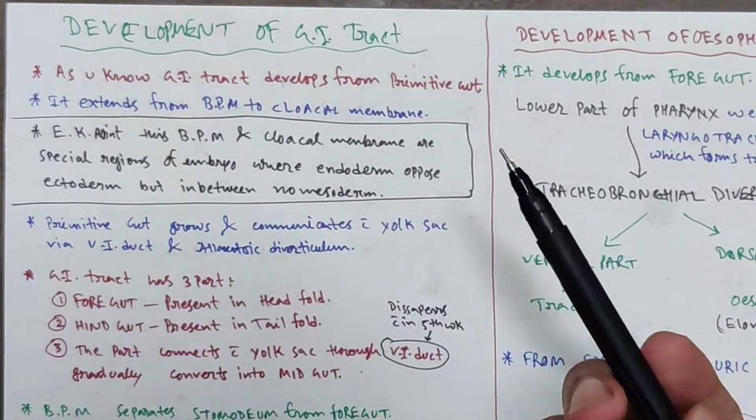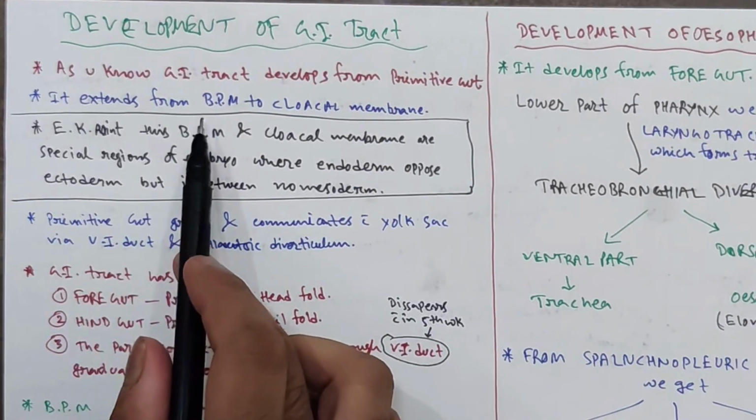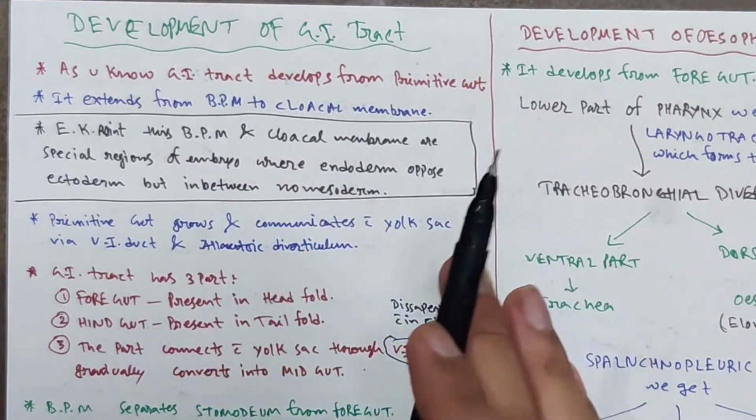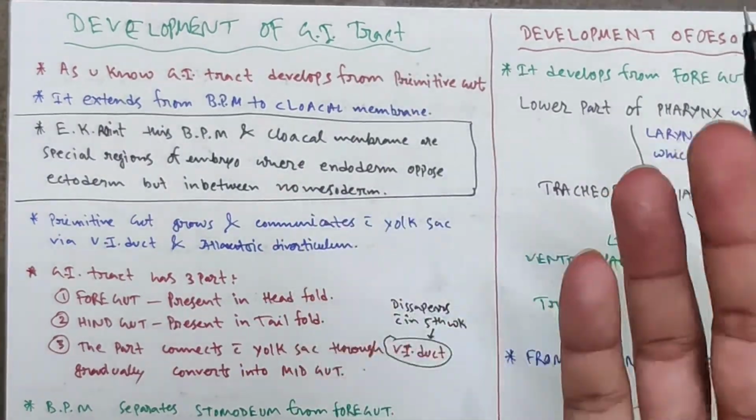And what is the primitive gut? I talked about it in my earlier videos, you can check those. It extends from the buccopharyngeal membrane up to the cloacal membrane. What is the buccopharyngeal membrane? You already know that. What is the cloacal membrane? You already know that.